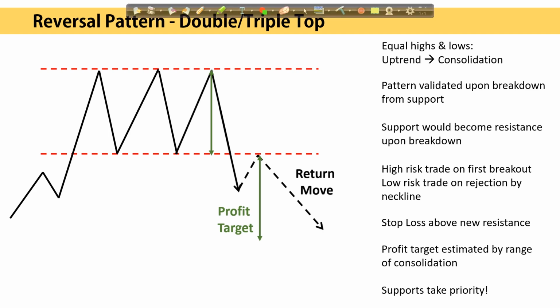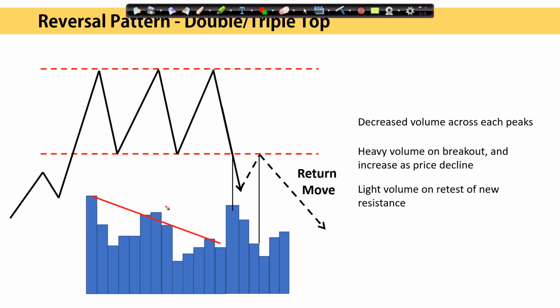Now, volume should play out similarly well also. You'd like to see the volume getting lighter across each peak that we are progressing through, and heavy volume should be experienced on the breakout, and with a subsequent increase in the volume as the prices continue to reverse downwards. Should there be a return move, the rejection should be met with light volume.